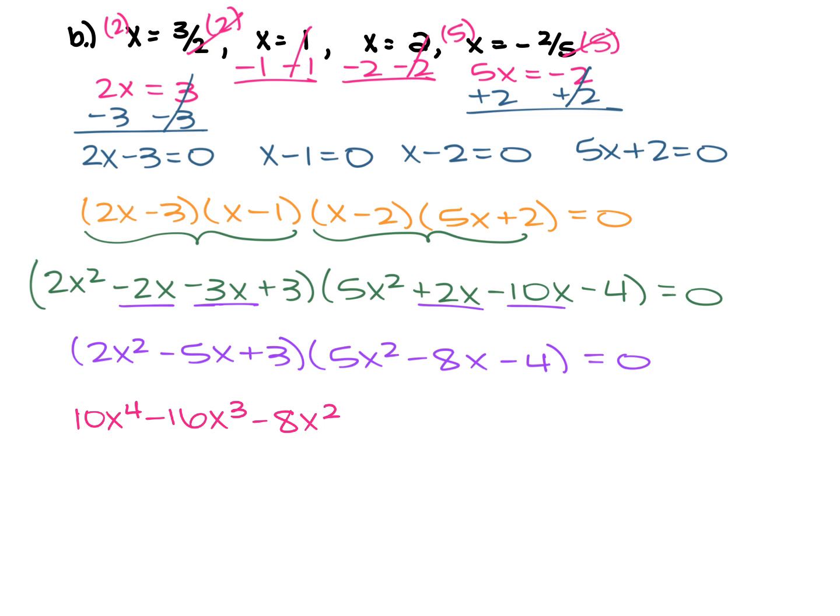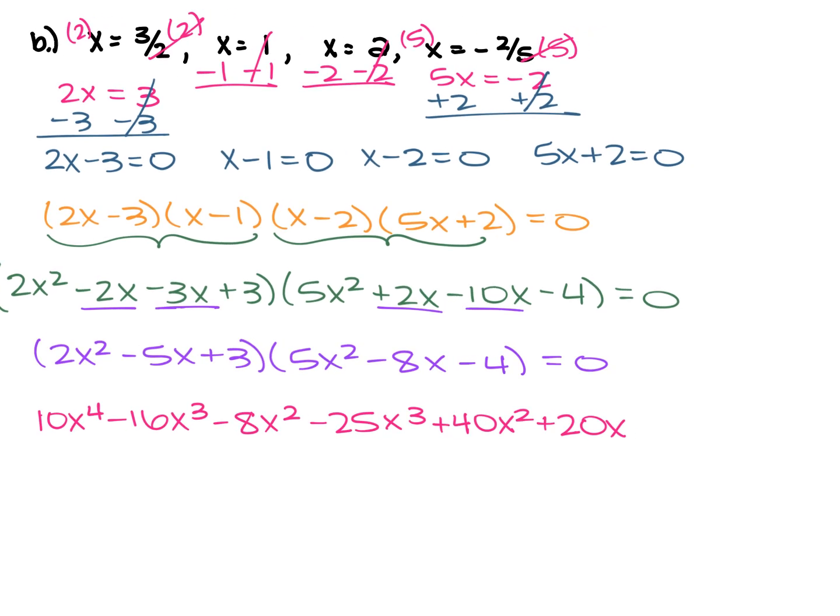Now multiply the negative 5x in. Negative 5x times 5x squared is negative 25x cubed. Negative 5x times negative 8x is positive 40x squared. Negative 5x times negative 4 is positive 20x.